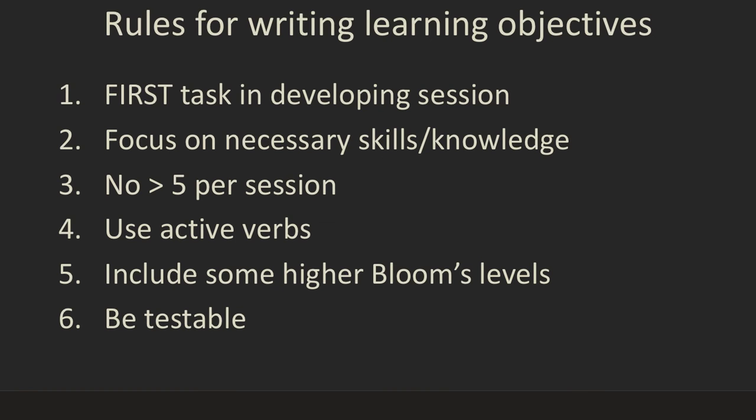So what are our rules for writing learning objectives? It should be the first task in developing the session. So you do this before you make your slides. It's going to direct what the rest of the talk is going to be, or the rest of the active learning session. They should focus on necessary skills and knowledge. Generally speaking, you should not have more than about 5 per session. Otherwise, you're really going to send them into cognitive overload. Use active verbs. Include some active verbs, some higher Bloom's levels. And you want them to be testable even if you're not going to test them. So theoretically, you should be able to test the learners if they acquire that information or that skill.